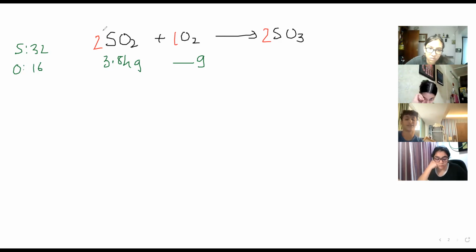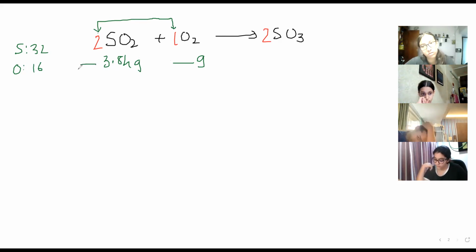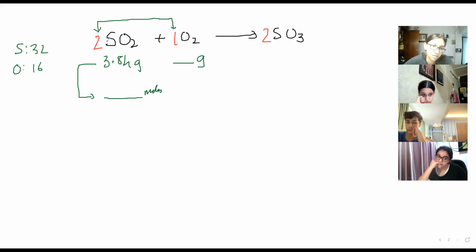So sulfur dioxide and oxygen are in the ratio of 2:1. But remember that this ratio talks about number of molecules, like 2 sulfur dioxide molecules react with 1 oxygen molecule. It's not about grams. So I should find out in 3.84 grams how many moles of sulfur dioxide molecules are there. Can you find that out?